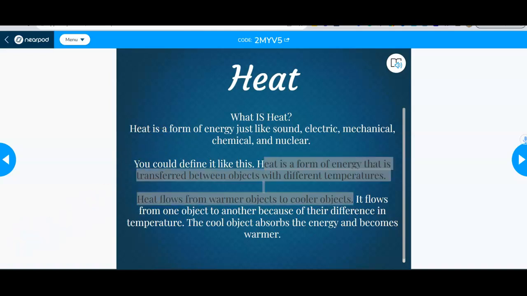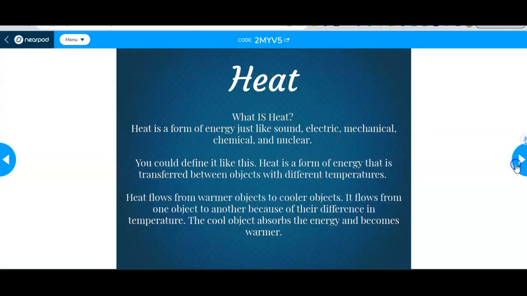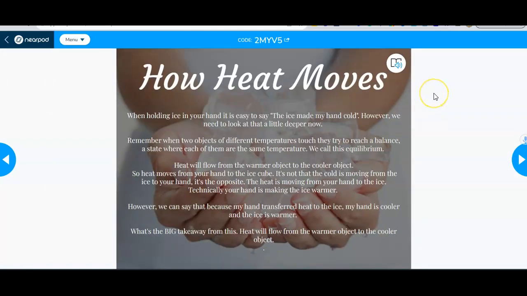All right, so again, we know that heat is energy. It moves from the warmer object to the cooler object. Very important thing for us to know. We're going to move on in our slides to this. Again, yes, it's okay for us to say the ice made my hand cold. What I need you to know is the reason, Jonathan, that my hand got cold is because the heat's moving from my hand into the ice.